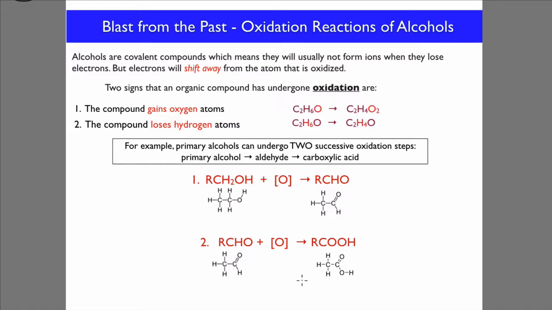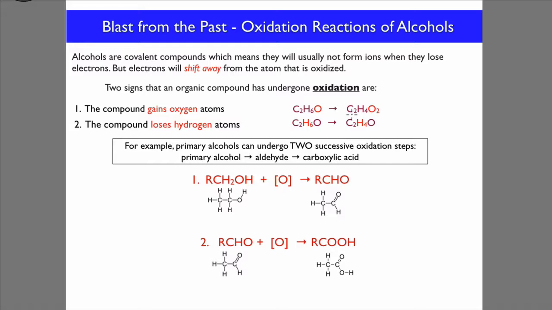Here you can see in this first step, there's one oxygen atom here, and then there's two atoms in this molecule, so it's gained an oxygen. And you can see that the compound also loses hydrogen atoms. You've got 6 hydrogens here and only 4 over here.